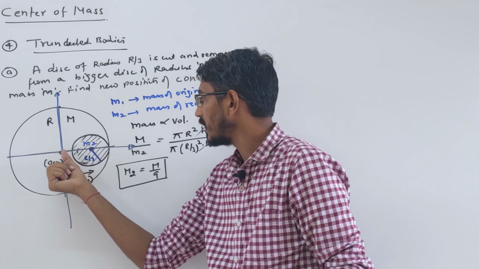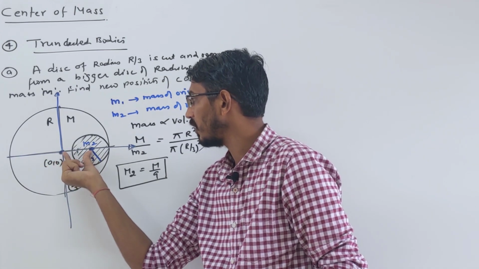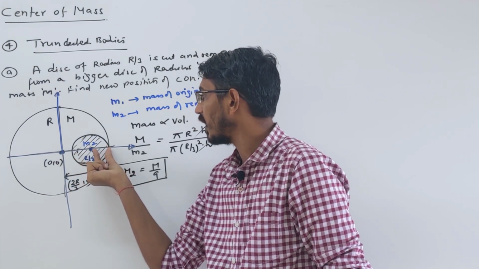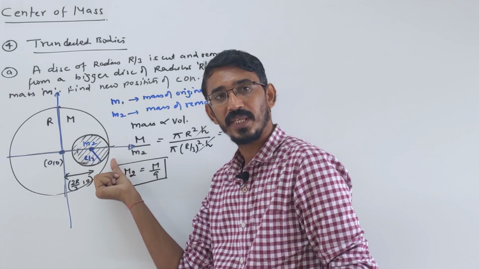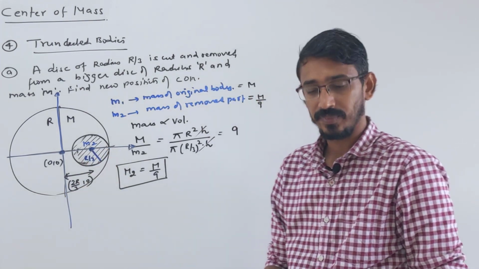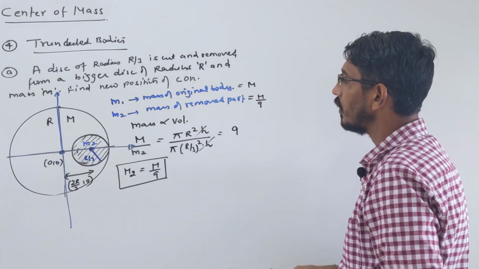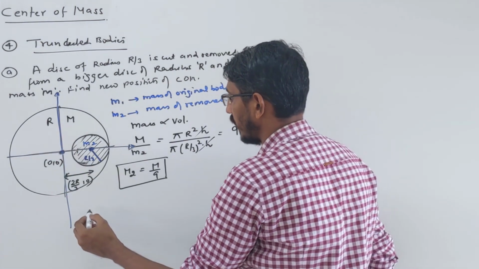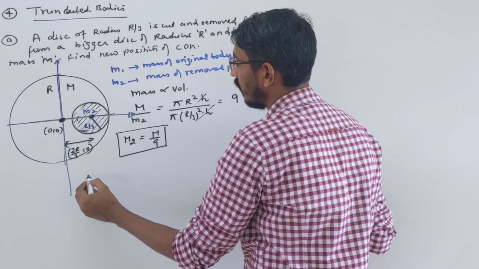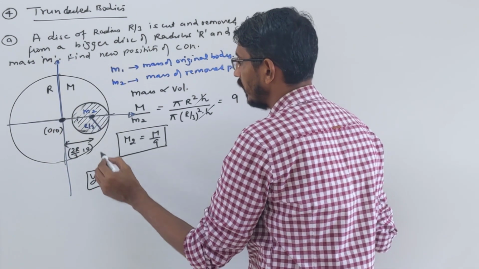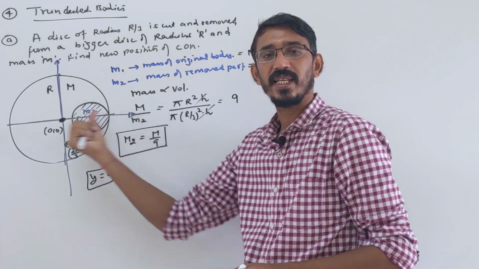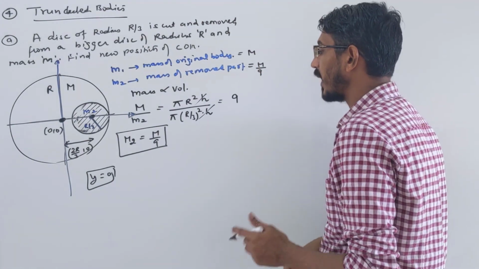This is the point. What is the distance of this point from the origin here? That distance I need to calculate. That complete is the radius of the bigger disc, that's r, and this radius is given as r by 3. They are coinciding in circumference here. So that distance is simply r minus r by 3, which means 2r by 3, and the y coordinate is 0. Now this is the main thing here. Watch here. You can see that the centers of mass of both bodies are placed on the x axis, so y coordinate is directly 0, we don't need to calculate. You have to calculate the x coordinate.